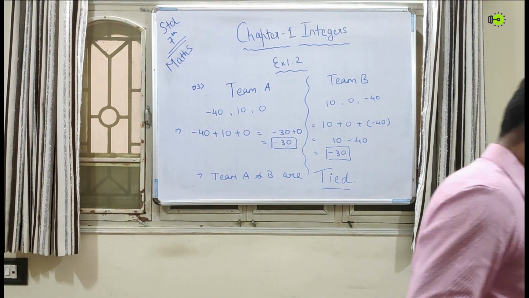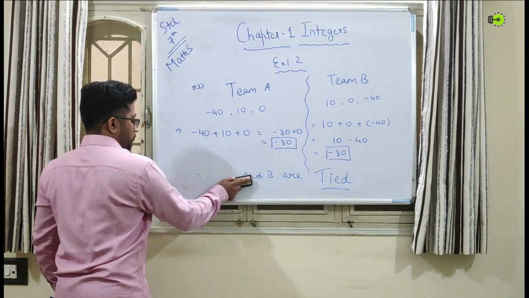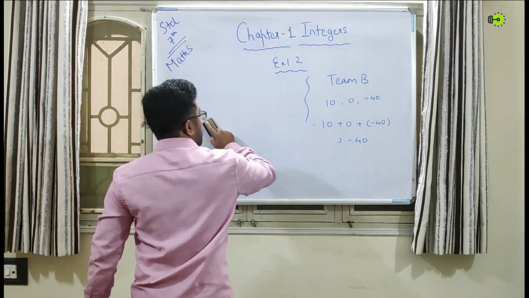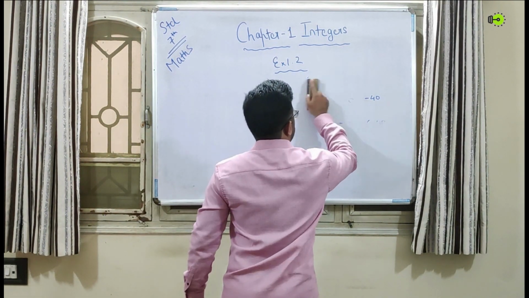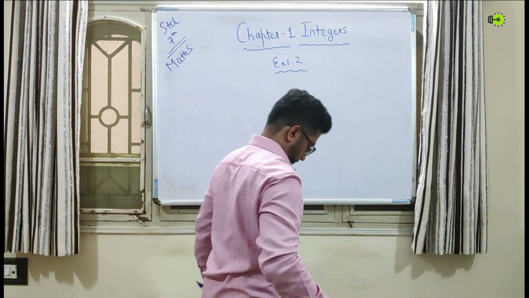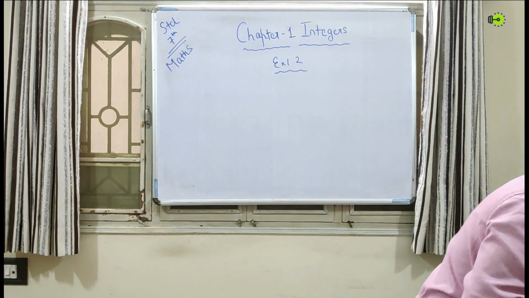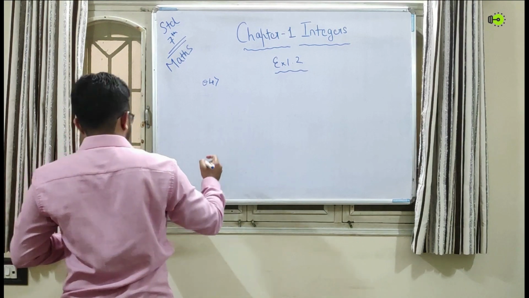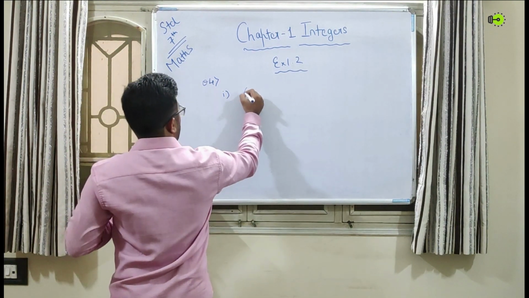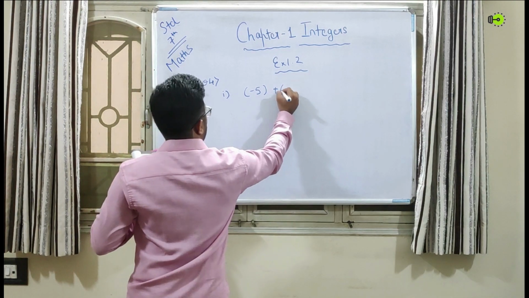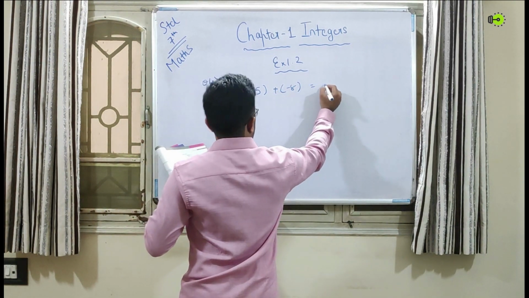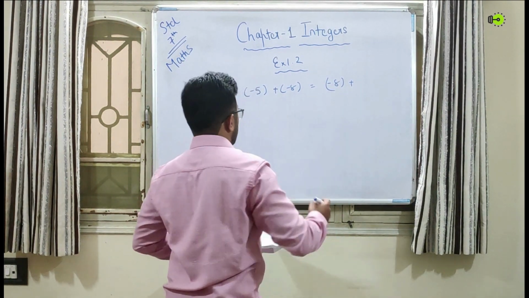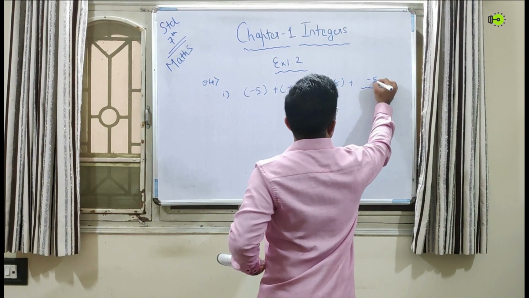Now let us finish with the last question for the session, that is question number 4 of exercise 1.2. So we have to fill in the blanks. For number 1, minus 5 plus minus 8 equals minus 8 plus dash. Now this question is based on the concept of commutation. We have to just write down the other number, that is minus 5.